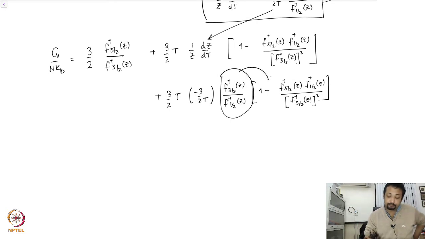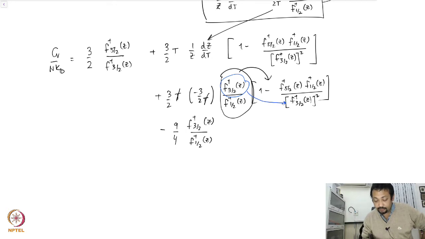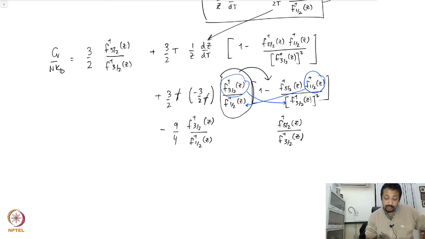Take this inside. If you take this inside, then you see, first of all, this t and this t get cancelled out, and the product of minus and plus gives you a minus, so that you have minus 9 by 4, and then the first term is f plus 3 by 2 of z divided by f plus half of z. Now you notice that one factor of f plus 3 by 2 of z cancels with one factor here, and the f plus half in the numerator is completely cancelled by the f plus half in the denominator, so that you will have f plus 5 by 2 of z divided by f plus 3 by 2 of z, and then you have a minus of 9 by 4 and a minus over here that gives you 9 by 4.